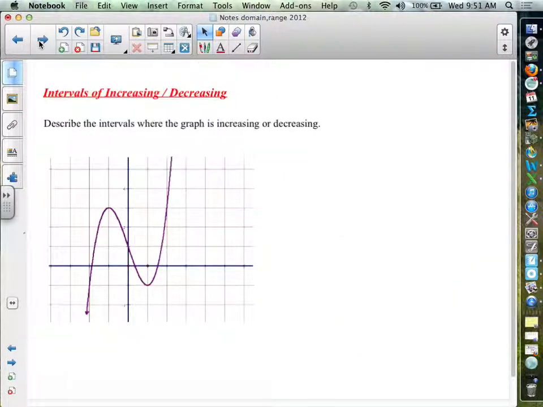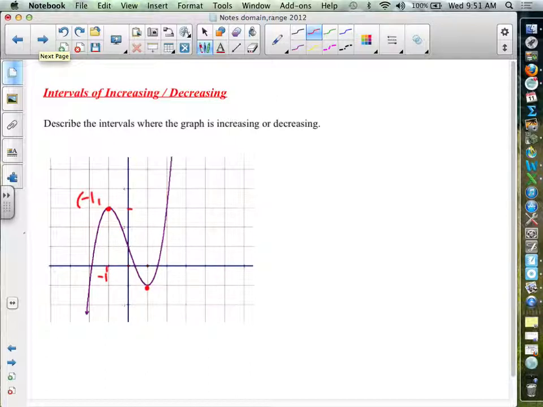The next thing you have is intervals for increasing and decreasing. And it's basically just describing what happens to the graph from left to right. So the first thing you might want to do is fill in these points. The coordinates for these points are these maxes and mins. Now they didn't give me an equation for this. We're just trying to estimate this here. So that's -1. This is up at 3. And this point here looks like it's at 1, -1.